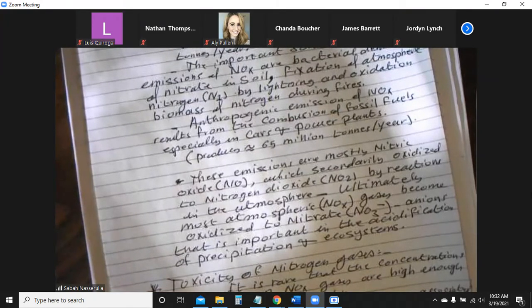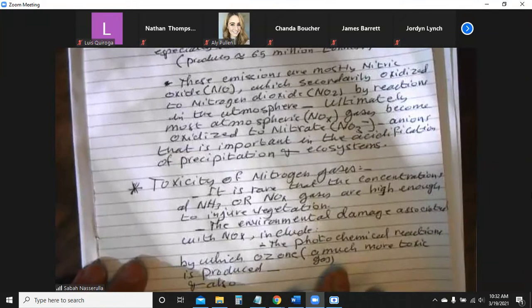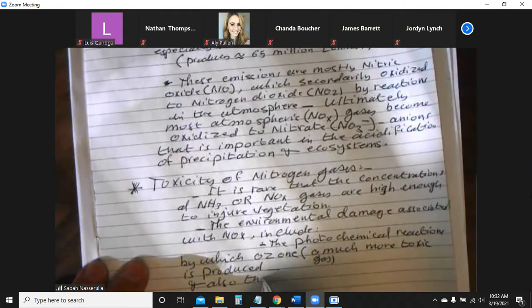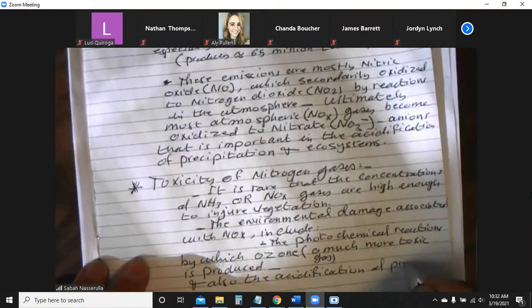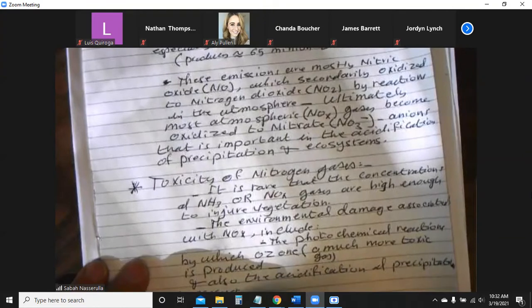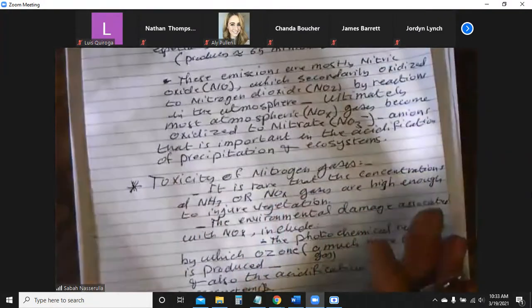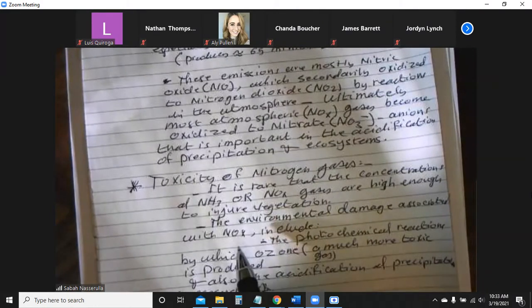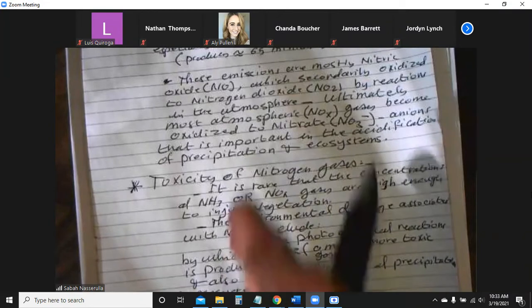And of course, as we already mentioned to you, also the acidification of precipitation and ecosystems. So basically what we addressed from this is that maybe it does not affect the vegetation, but the important thing is that this nitrogen oxide complex, in the end, as a result of the photochemical reaction, may result in the production of ozone, which is a more toxic gas, plus, of course, the acidification we already mentioned.